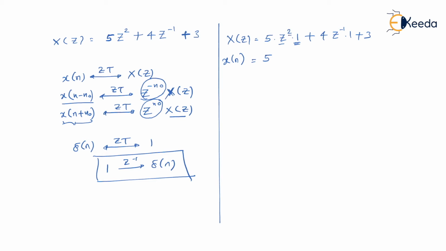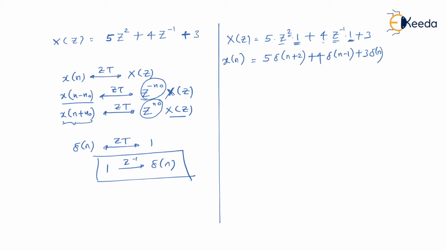If it is multiplied with z square, it means the signal is advanced by 2. So which signal is it? It is nothing but a delta function. So it is del of n plus 2 plus, I'll keep 4 as it is. Now 1 has inverse z as del of n, but since this is multiplied with z to the power minus 1, it will be del of n minus 1, plus there is only the constant 3, so it will be 3 times del of n. I hope you understood this.